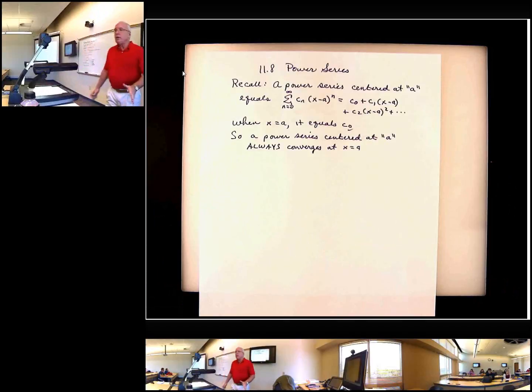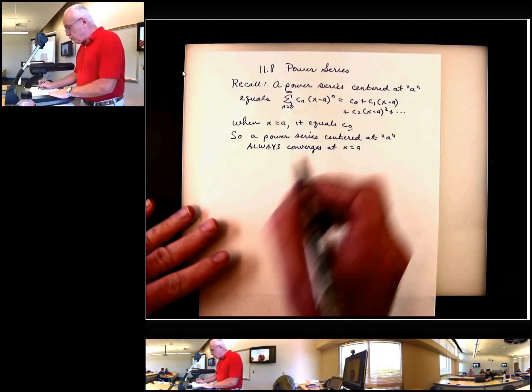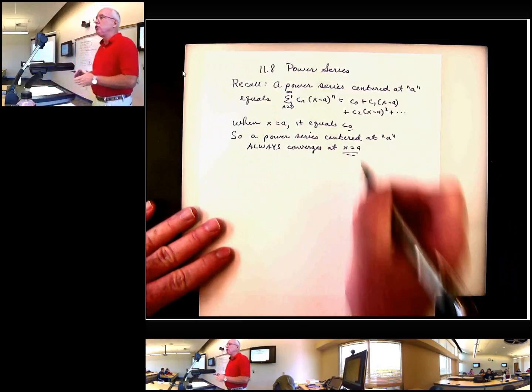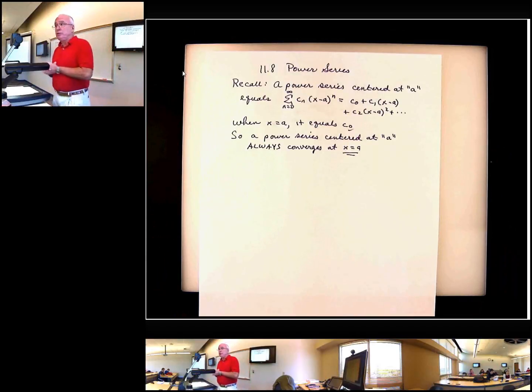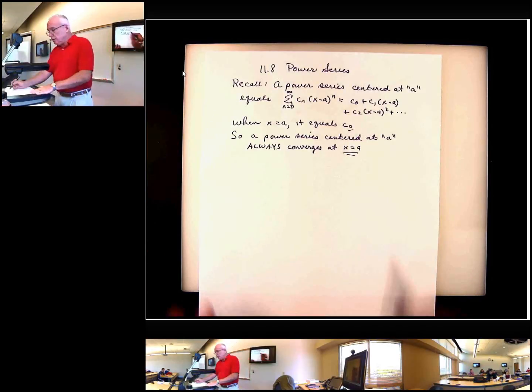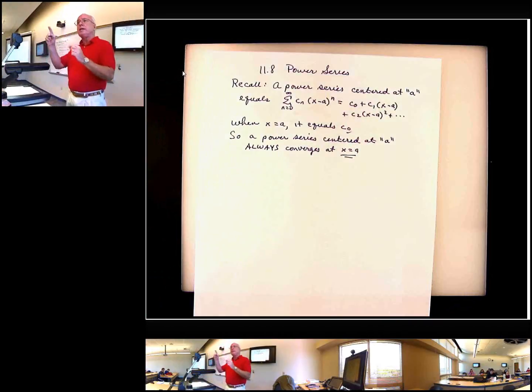So any power series centered at the number a will always converge when x is equal to that number a. How do you know if it's centered at a? Because you see it in the form where you have parentheses x minus some number. So if that a were the number 2, x minus 2 in parentheses to the n power, it would be centered at 2. All right, that's the number.